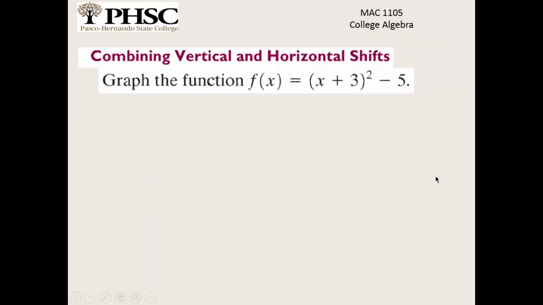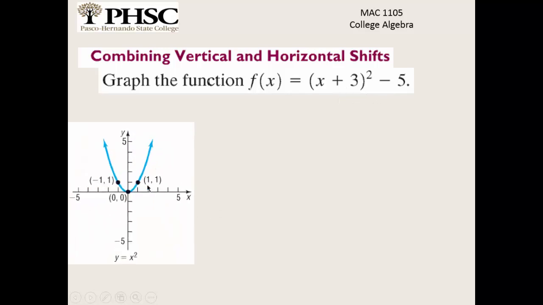The next one is combining vertical and horizontal shift. So here we have graph the function f of x equals x plus 3 squared minus 5. You can see that we have a vertical and also a horizontal shift here. Here's our base function, and the first thing that we're going to do is look at the horizontal shift.